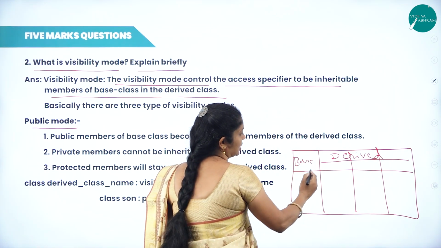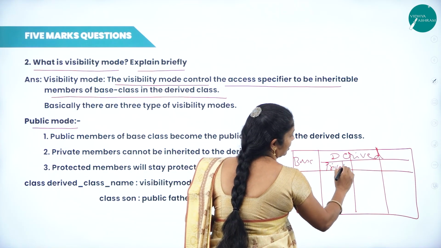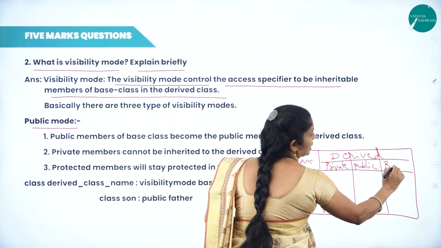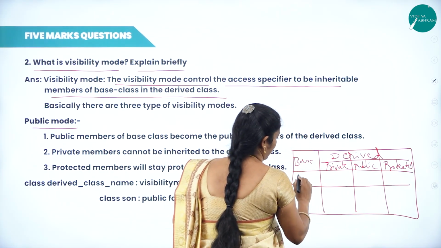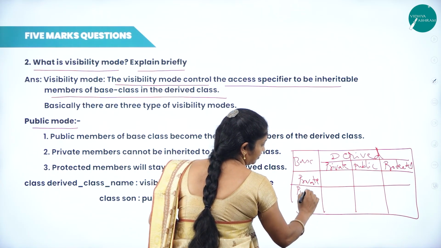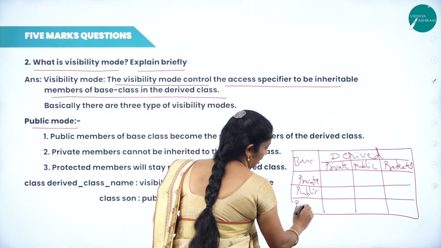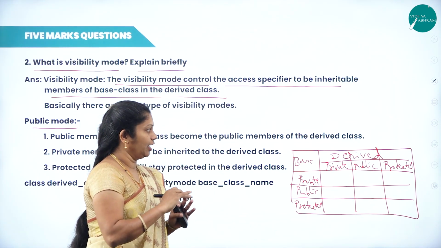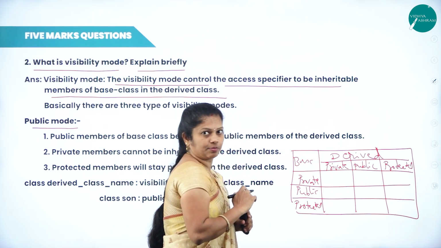Under derived class we have private, public, and one more, protected. In the base class also we have private, public, and protected. While writing the table, think in such a way that you write the explanation row-wise.